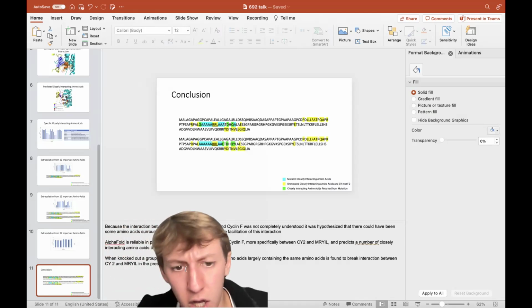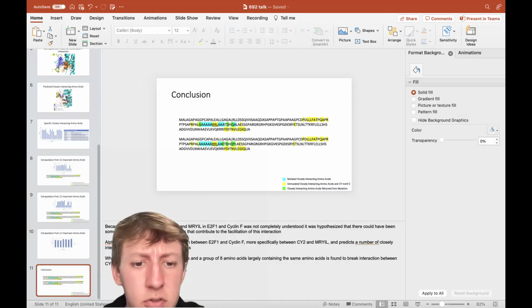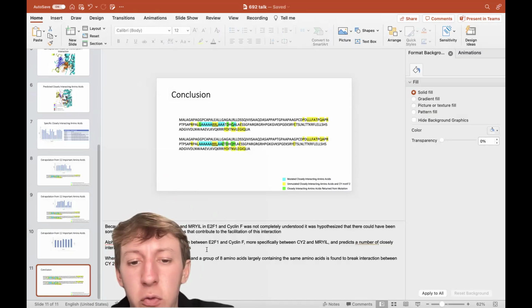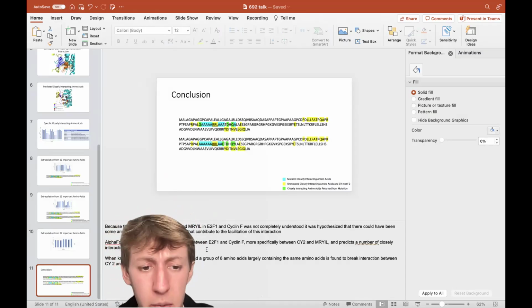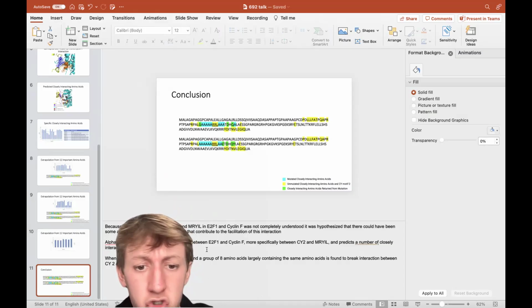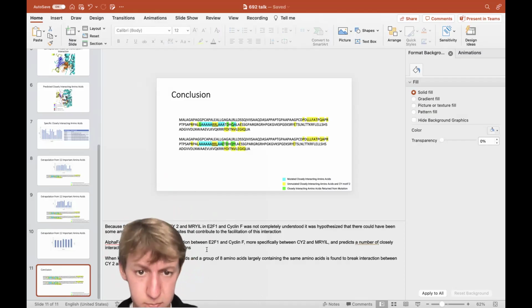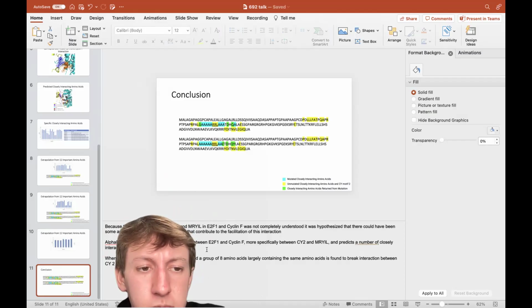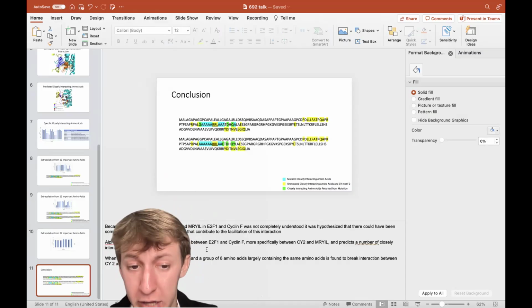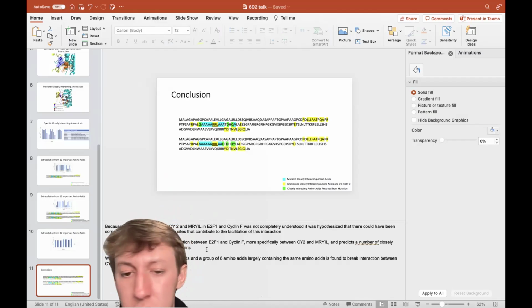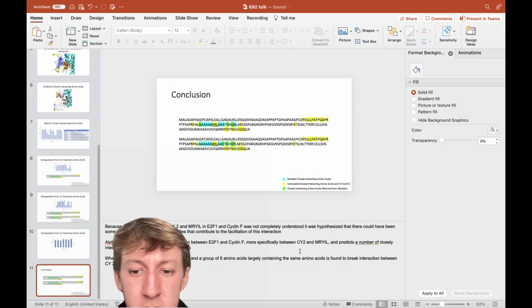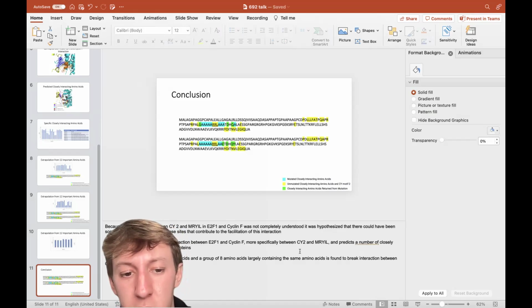And so just to reiterate, because the interaction between Cy-motif 2 and the M rail in E2F1 and cyclin F is not completely understood, I hypothesized that there might be some amino acids surrounding these sites that could contribute to the facilitation of this interaction. And so the first finding at the very beginning is that I found that AlphaFold is very reliable in predicting the interaction between E2F1 and cyclin F, and more specifically between Cy-motif 2 and the M rail site. And this predicts a number of closely interacting amino acids between the proteins.